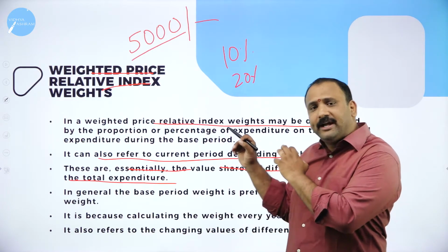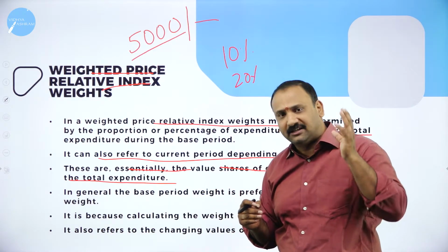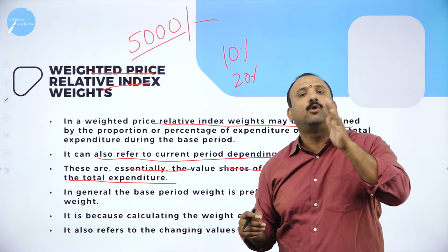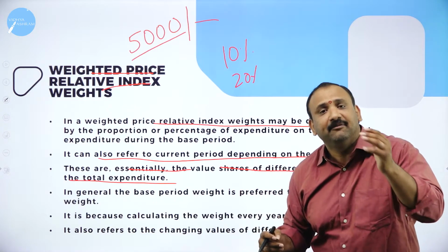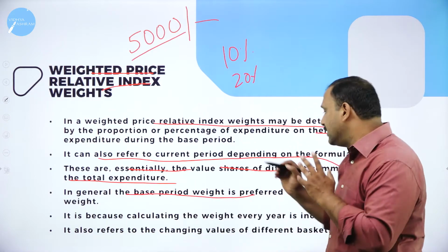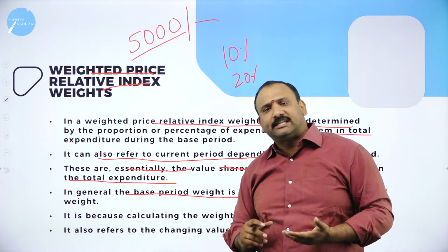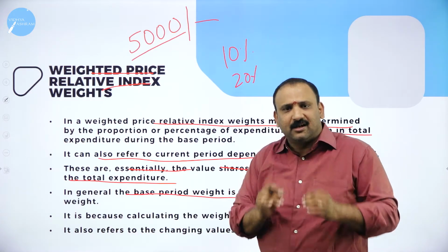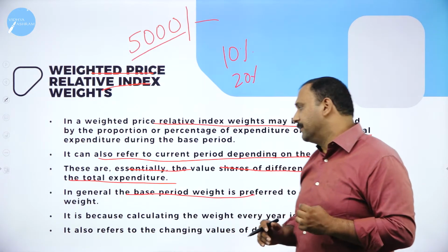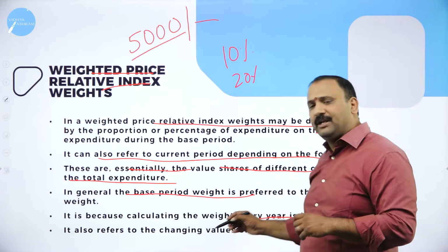So that's why this weighted price relative index will play an important role on a day-to-day basis. It tries to understand the mood swing of the consumer. It tries to understand what factors will change every day. Now, in general, the base period weight, that's also very, very important, is referred to the current year. Normally, we always keep the previous year as the base and the current year as the trend. So that is how we calculate the base period relative to the current year. It is because calculating the weight every year is inconvenient. We don't want to do it.